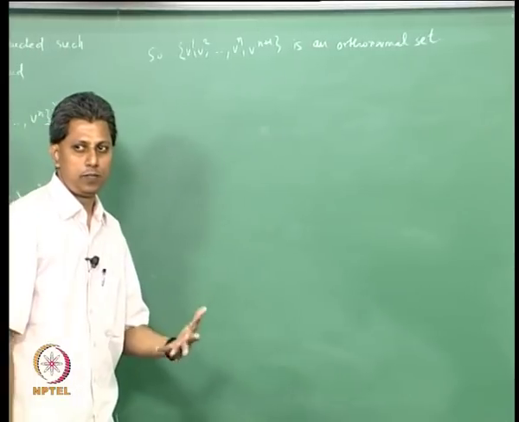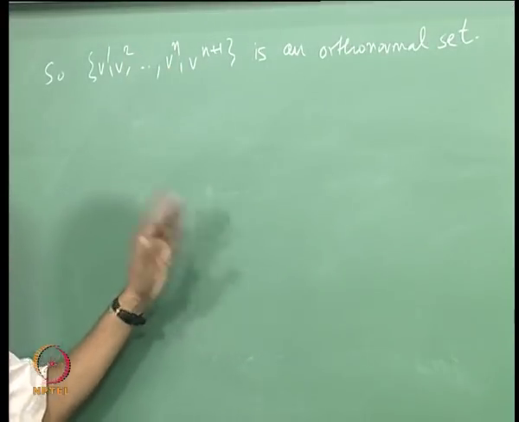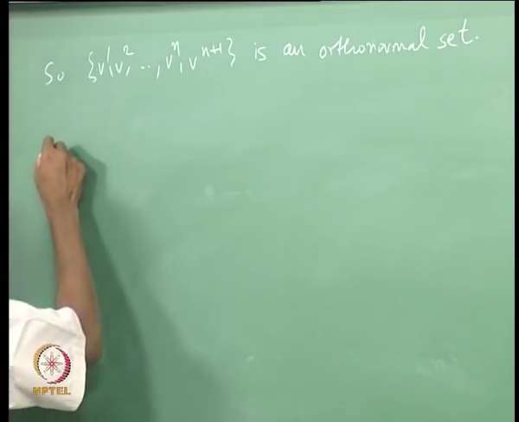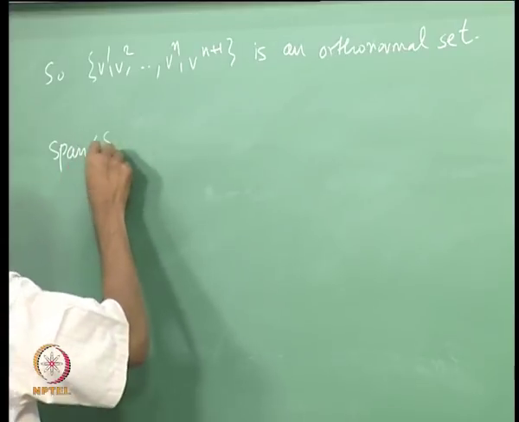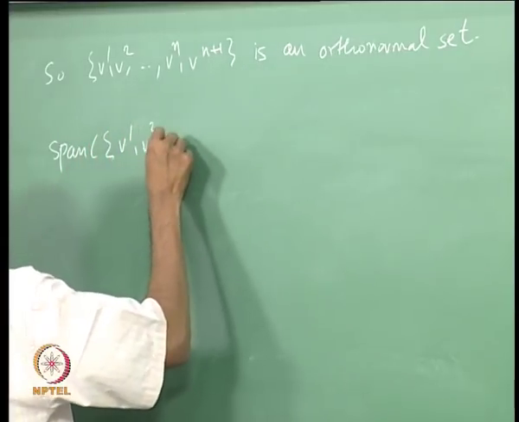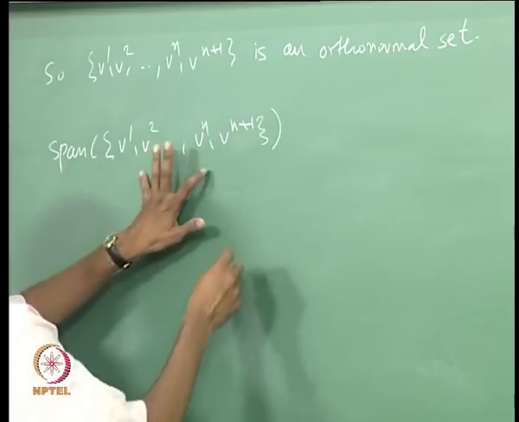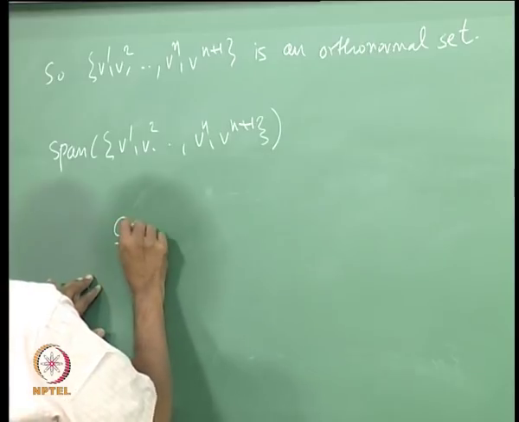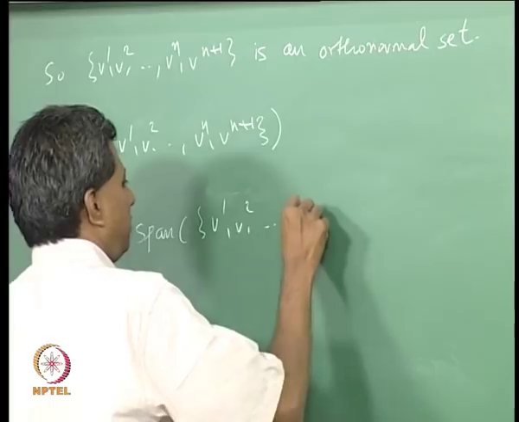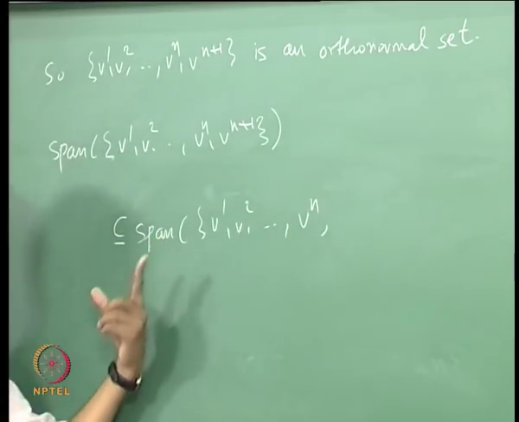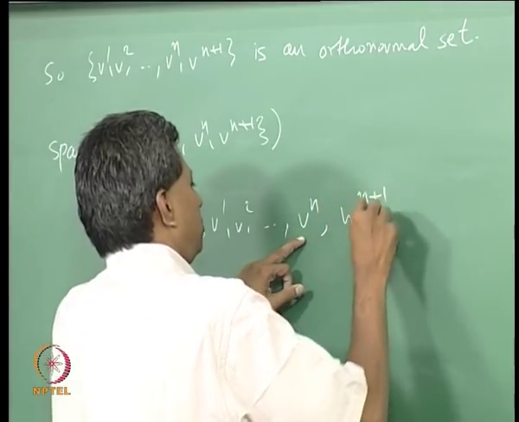The last point is to verify that the span of this is equal to the span of u1, etc., un+1. Okay, just consider that. I will prove one inclusion, the other one is similar. Look at the span of v1, v2, etc., vn, vn+1. I will keep the first n vectors v1, v2, etc., vn, and observe that vn+1 is a multiple of wn+1. So instead of vn+1, I can use wn+1.